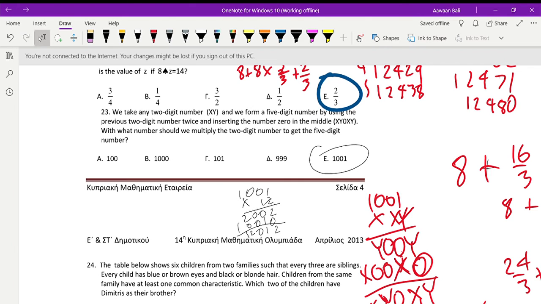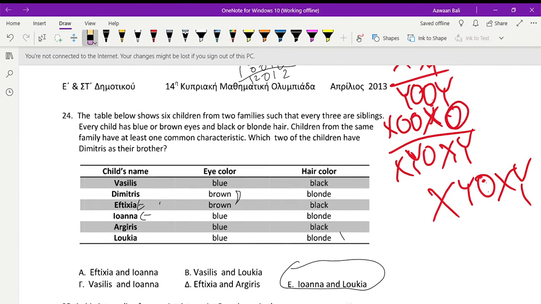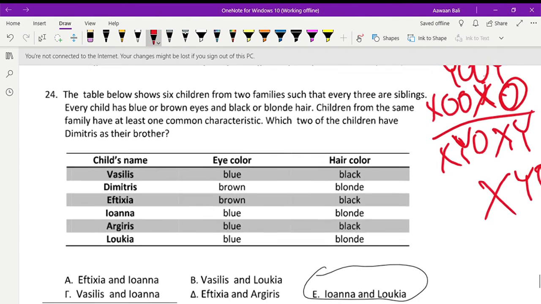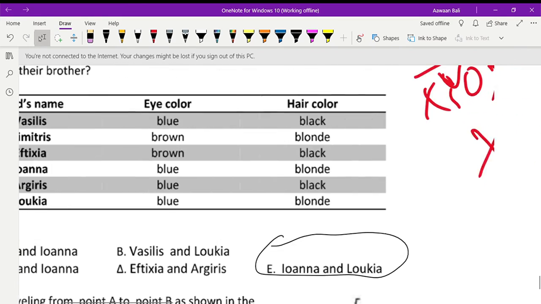So question number 24. The table shows 6 children from 2 families such that every 3 are siblings. Every child has blue or brown eyes and black or blonde hair. Children from the same family have at least one common characteristic. Which two of the children have Dimitris as their brother?